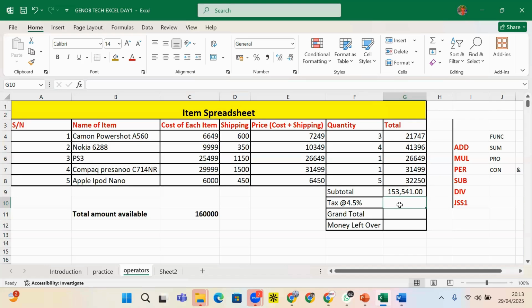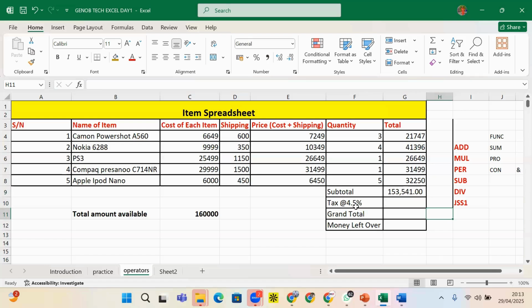Exactly. Okay, so there's a question for you. This is the money you earn per month, right? As your salary. You have to pay tithe of 10%. How will you calculate your tithe? Okay, to calculate your tithe, you know that tithe is 10%, right?